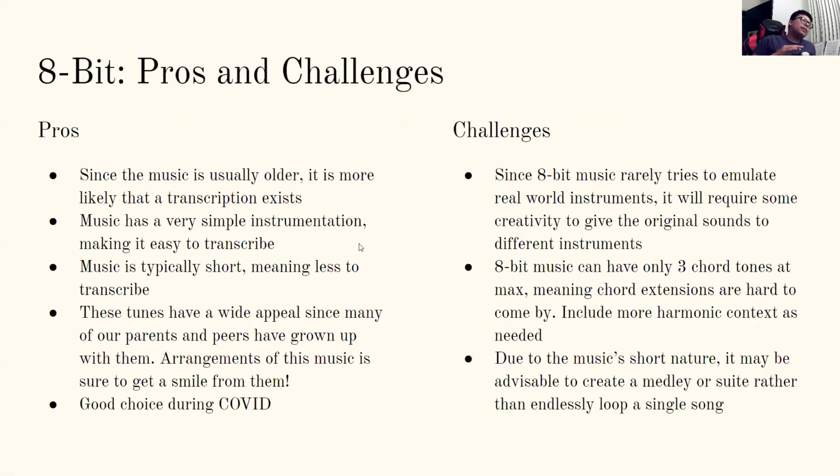Now, a couple of pros and cons. Let's start with the pros. There's plenty of pros to go around. Since the music is usually older, it is more likely that a transcription exists because they have their fans. People go out and transcribe it already. And the music usually has a very simple instrumentation. Due to the limitations, there were only so many instruments you could have in your piece, so the instrumentation might have at max maybe 5 instruments. Music is typically short, meaning there's less to transcribe, if you even have to transcribe.